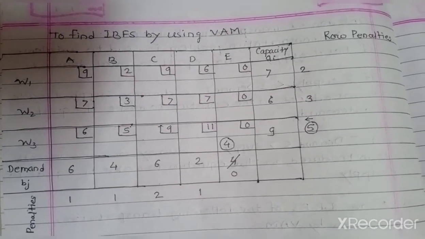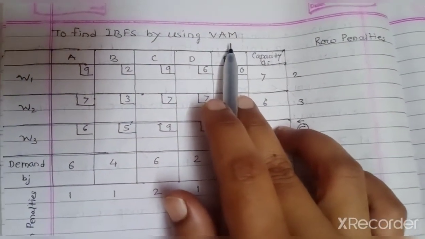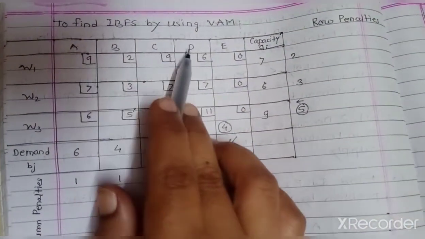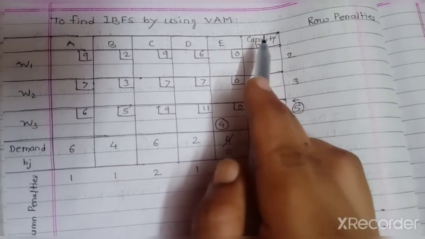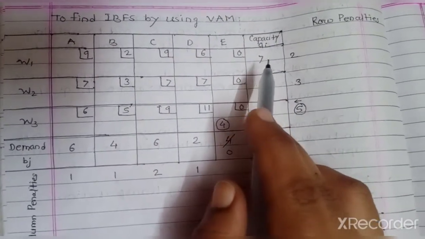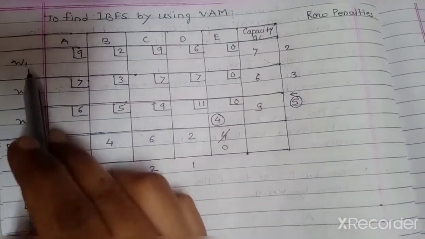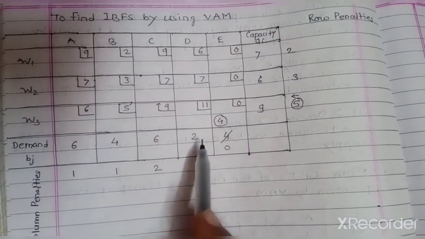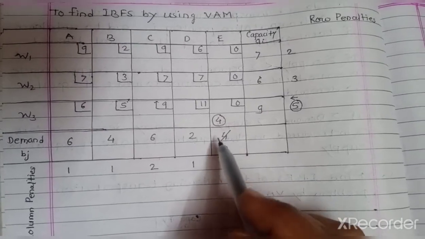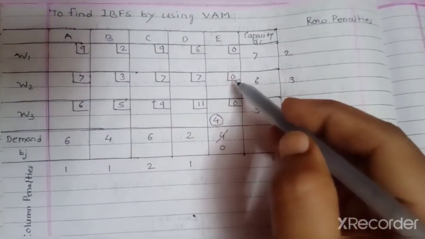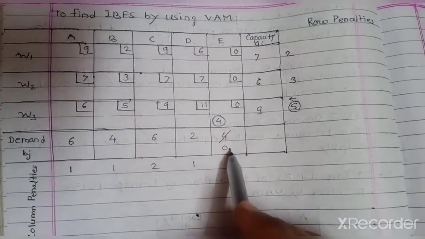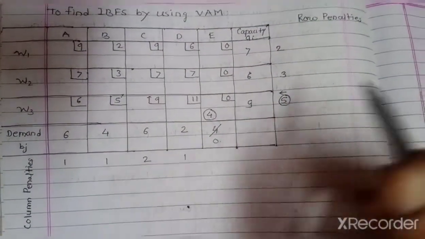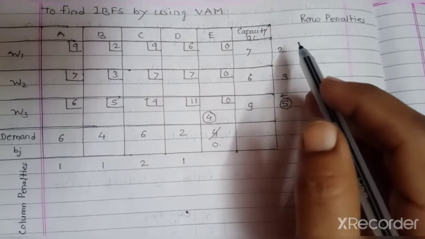Now to find the IBFS by using VAM, first of all we have to write down our table in this form. Here A, B, C, D, and here the dummy column E. The capacities ai, whose values are already given in the example, are 7, 6, 9, and the warehouses are W1, W2, W3, with demands bj 6, 4, 6, 2, and here the required dummy column with zero transportation cost and demand 4. In VAM, we need to find the row penalties and column penalties. So we have to solve this one by one.